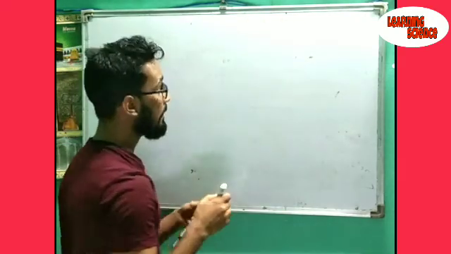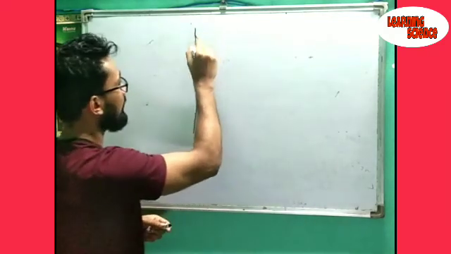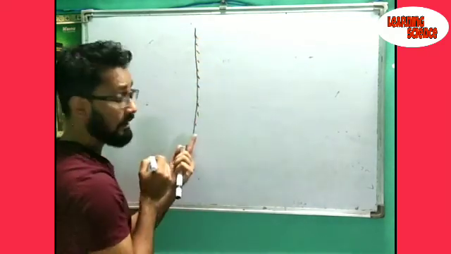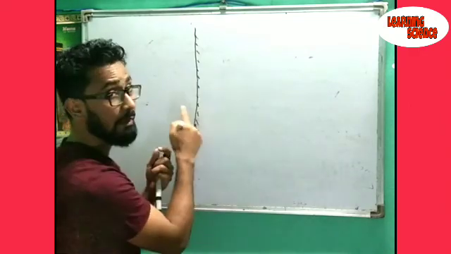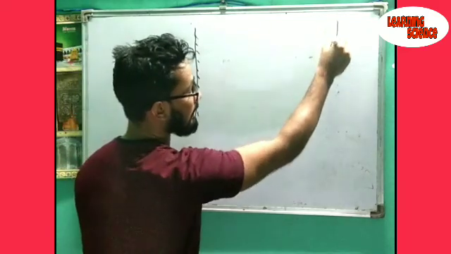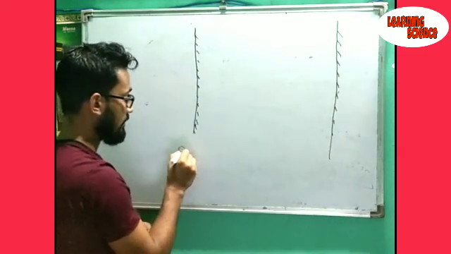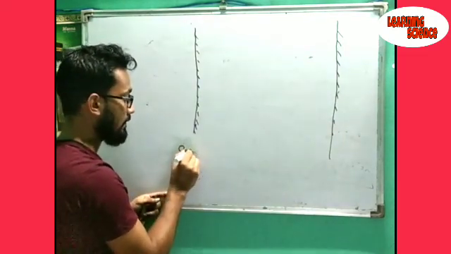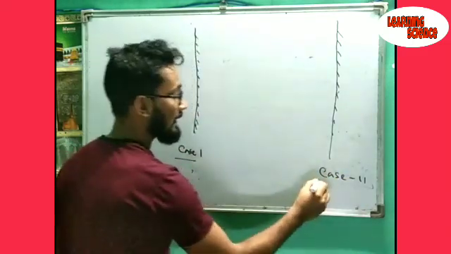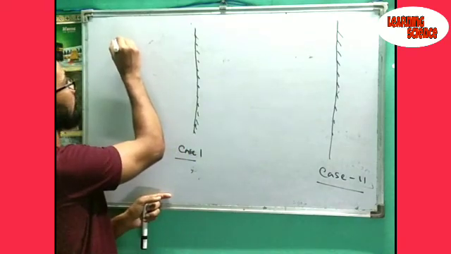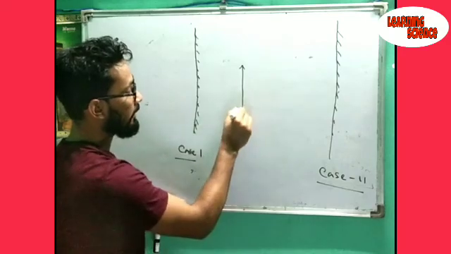We'll take 2 cases, okay? At first I am taking a plane mirror, and in part 1 I discussed that this is the shading behind the mirror, okay? And I am taking 2 cases, case 1 and case 2. This is our case 1, and this is our case 2. Clear? Case 1 I am taking for a point object, a dot-like object, and case 2 I'm taking for a finite object.